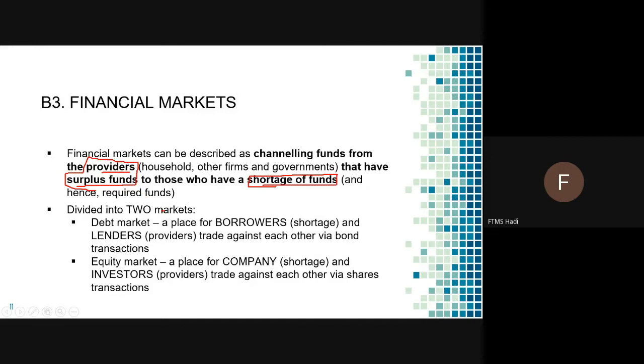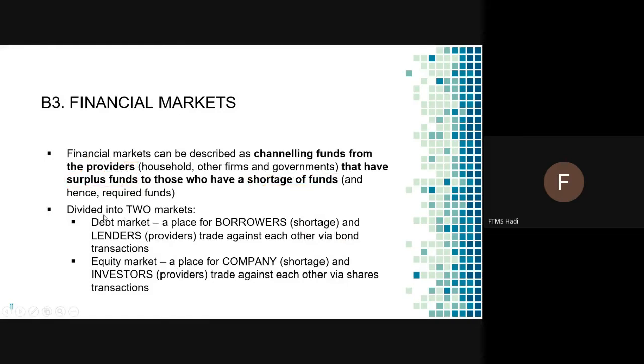Another case is when the bank does not have money. We can put it as a shortage case. What the bank does is encourage people to deposit money in the bank. So people who have money and want to save and deposit their money, we can put them as the surplus party. In other words, those who have money will give funds to the shortage. So that is how the financial market works.